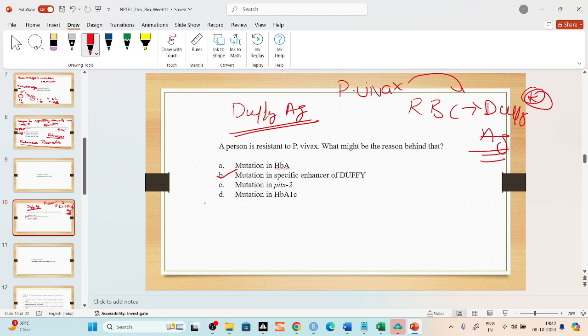Now what is this PIX2? We have already studied it. It is a gene which is associated with muscle contraction generally. And this HbA1c is basically a test for glucose level measurement. So I hope this question is clear.